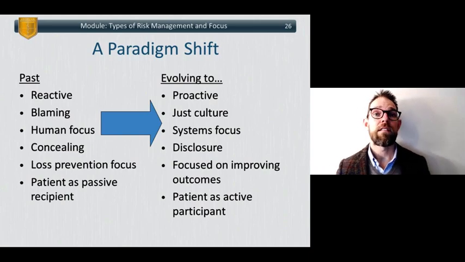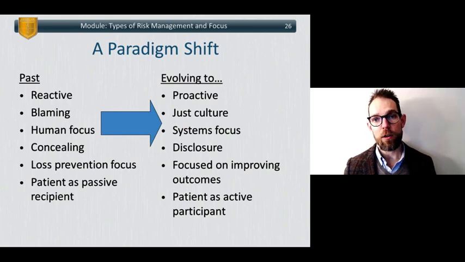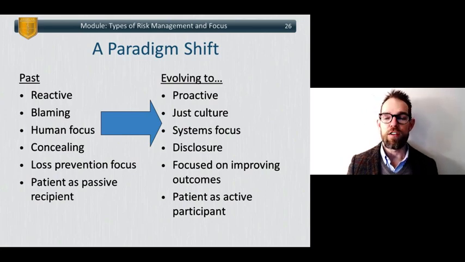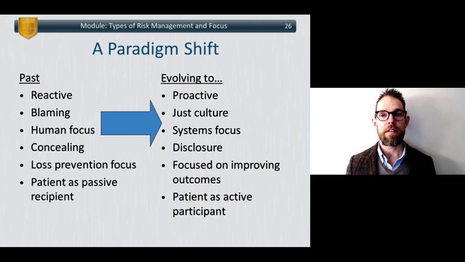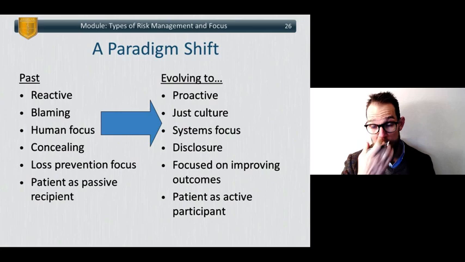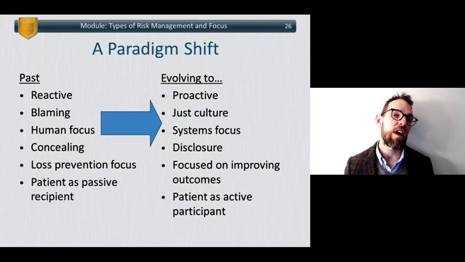So previously, we had a pre-just culture, a pre-proactive culture, where our culture was defined by reactivity and blame. You're focusing on the individual, not on the system, trying to hide, conceal, and deflect the true owner of the risk. You're trying to prevent financial loss as opposed to looking to the future, and the patient is a passive recipient. They're not really involved in that process.